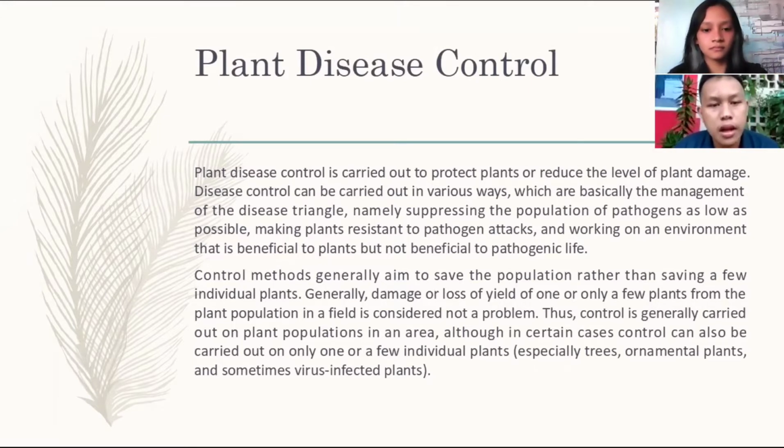Control methods generally aim to save the population rather than saving a few individual plants. Generally, damage or loss of yield of only a few plants from the plant population in a field is considered not a problem. Thus, control is generally carried out on the plant population in an area. Although in certain cases, control can also be carried out on only one or a few individual plants, especially trees, ornamental plants, and sometimes virus-infected plants.